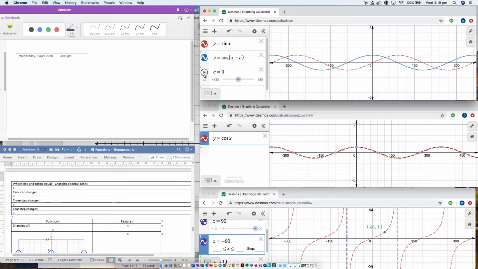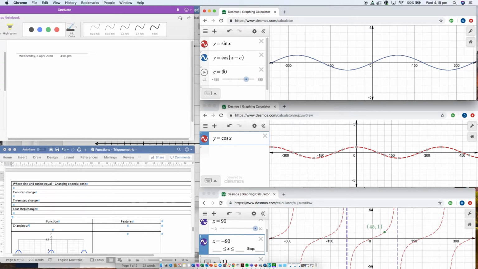But they're the same shape and it looks like if you move this across enough, you will actually make the same graph. So let's see what happens. Let's press play now. What just happened there? Well, we can see that this graph in blue is definitely cosine and this graph in red is definitely sine, yet they completely overlap. Therefore, we seem to have stumbled on something here in which sine of x must be equal to cosine x take c, where c is equal to 90 degrees.